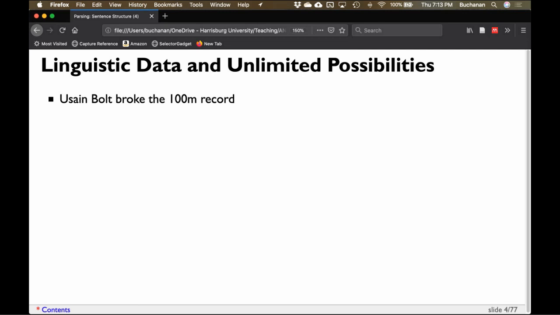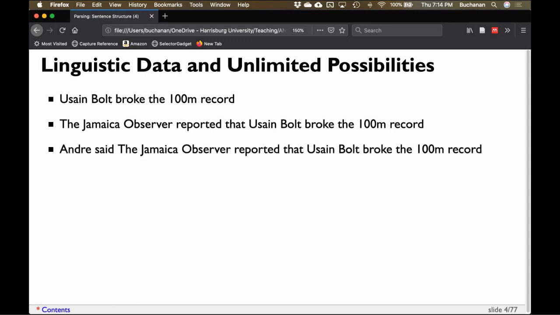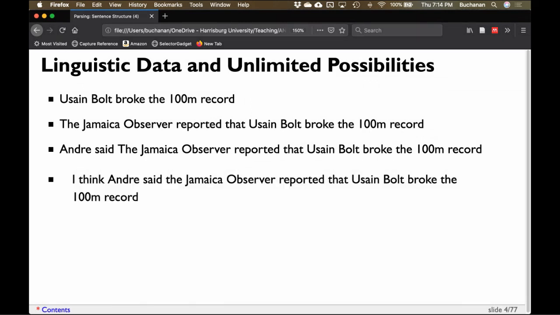Let's say we're going to talk about Usain Bolt, one of the fastest men ever, right? The fastest man, whatever. So he broke the 100-meter record. Perfectly understandable sentence. I could say that the Jamaica Observer reported that he broke the 100-meter record. Could say that Andre said that the Jamaican Observer reported that he broke the record. Or I could say, well, I think that he's the one that told me that.